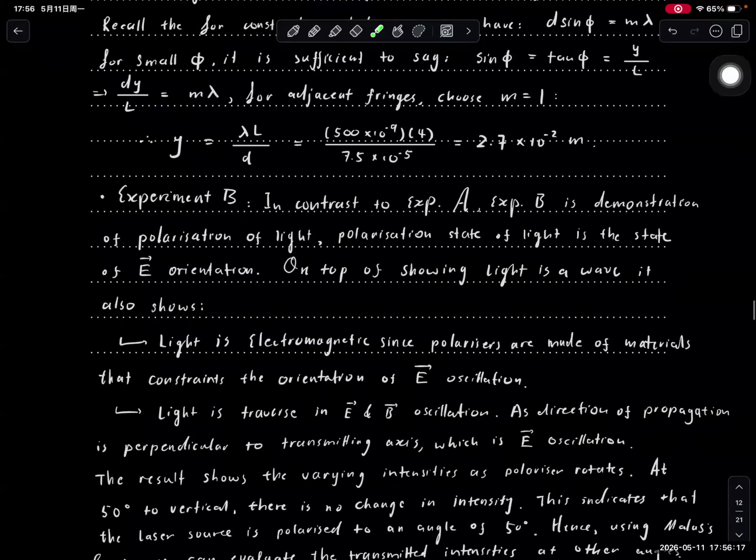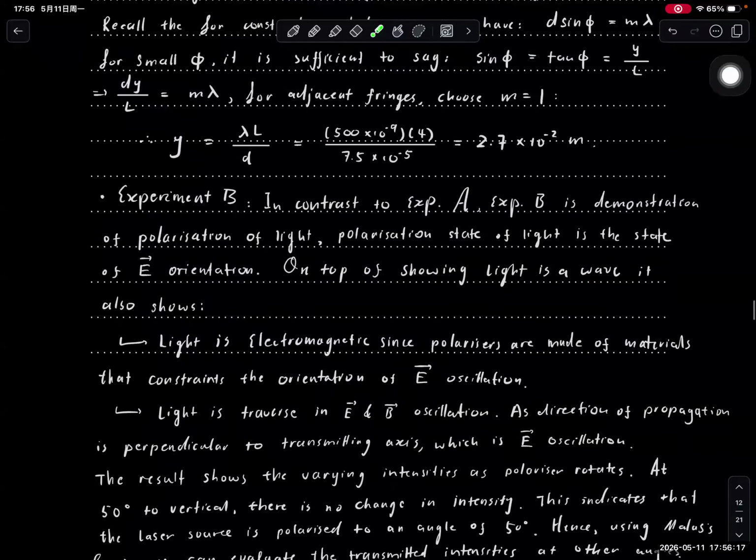Okay, so experiment B is a polarization experiment, and from the result, we can see how we've rotated the angle of the polarizing axes. At 0 degrees, we see an intensity change. At 50 degrees, we don't see an intensity change. This is very crucial because we would know that our light is polarized, and it is polarized exactly at 50 degrees. That's why when the polarizer is also at 50 degrees, there's no change in intensity. So you sort of mention that.